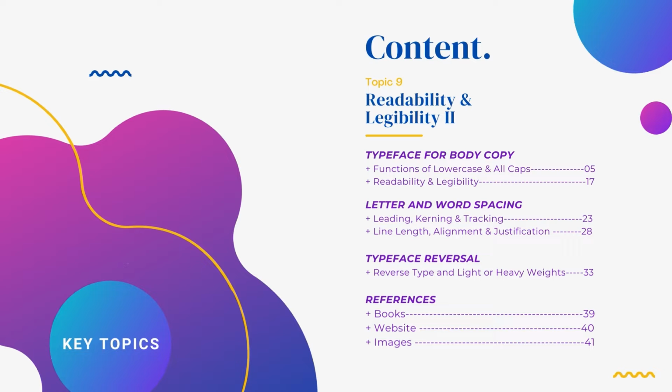The second subtopic is letter and word spacing. It is about leading, kerning, and tracking. It is also to learn about line length, alignment, and justification. The third subtopic is typeface reversal. It's about reverse type and light or heavy weights.